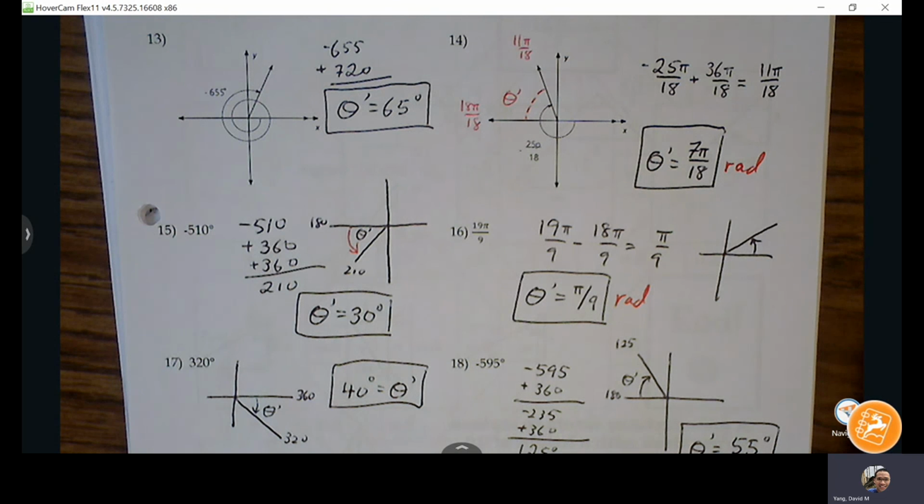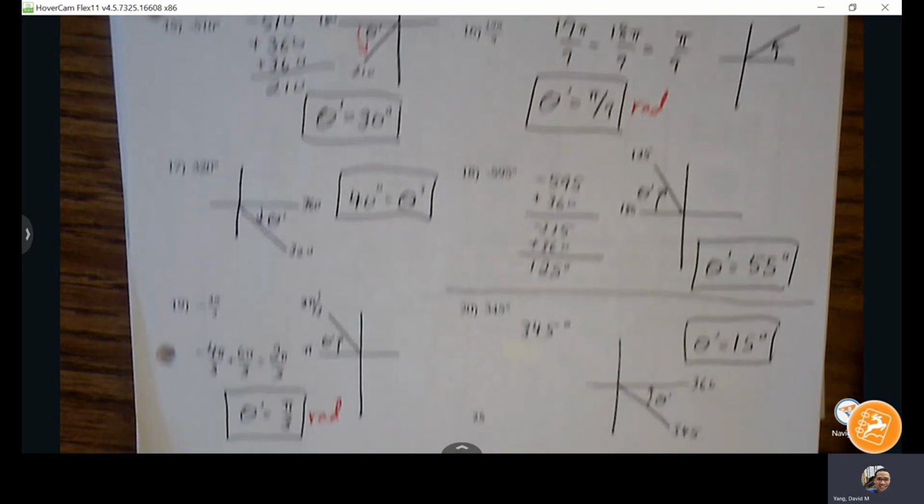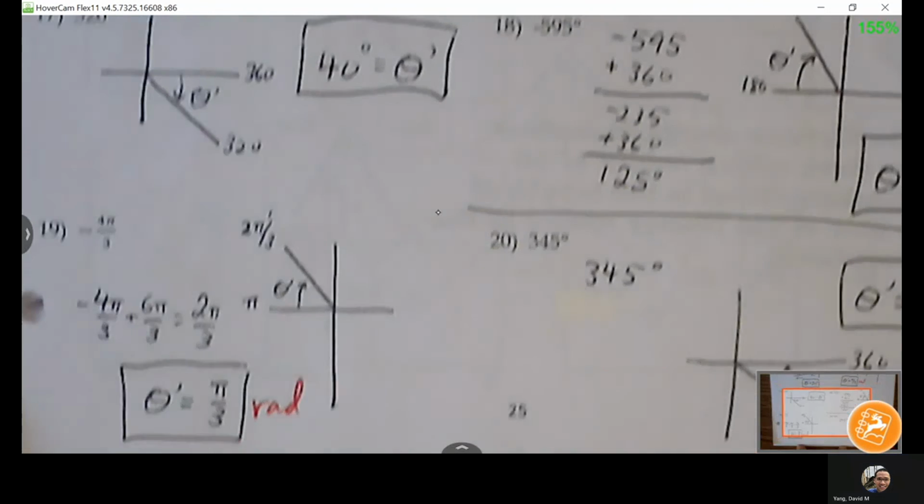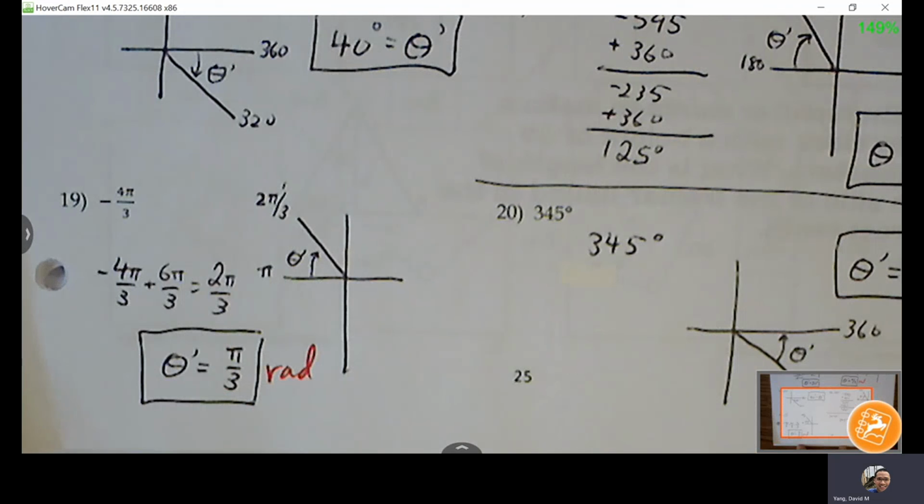Yes. Okay, 19. Without converting it to degrees. Got it. Okay, so for 19, I have negative 4 pi over 3. That is not an angle that I want to use, because I want to find a coterminal angle that is between 0 and 2 pi. So I added 2 pi, and I got 2 pi over 3.